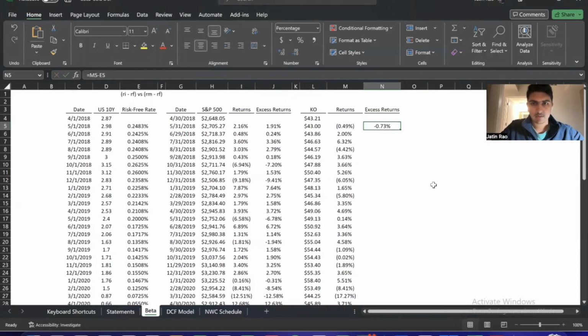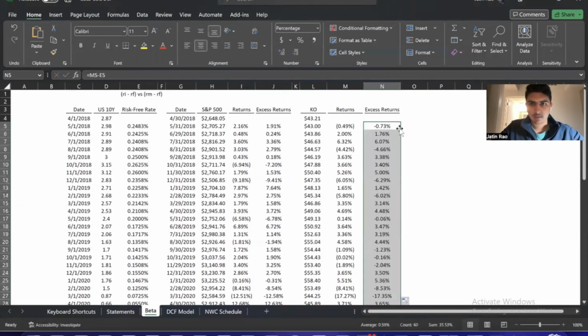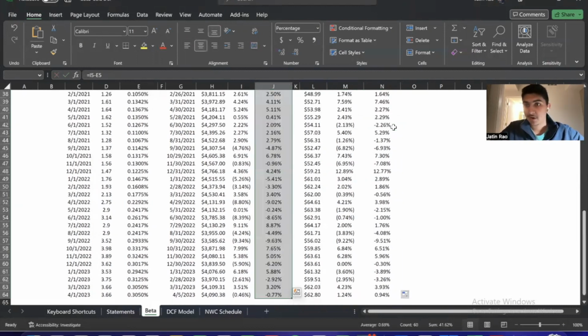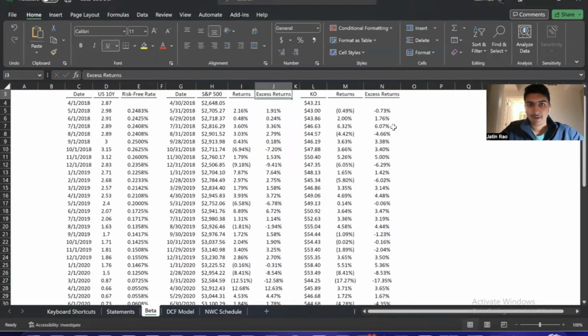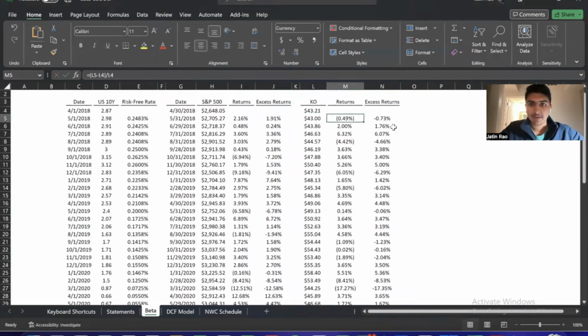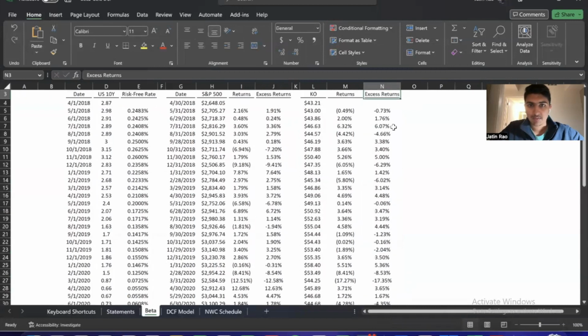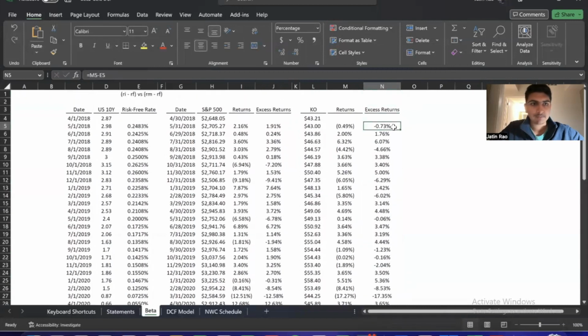Center that, center this, copy all the way down. Great. So now we have excess returns. We have RM minus RF, the return on the market minus the risk-free rate for 5 years of data. And we also have RI minus RF, the specific returns on our stock minus the risk-free rate for the past 5 years. And we have 60 months of data, which is exactly what we wanted.